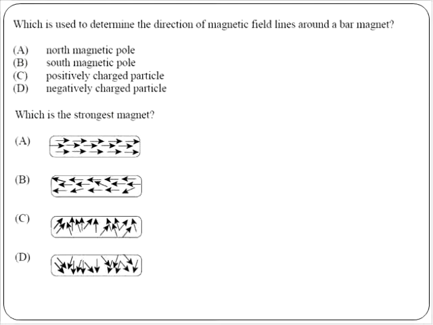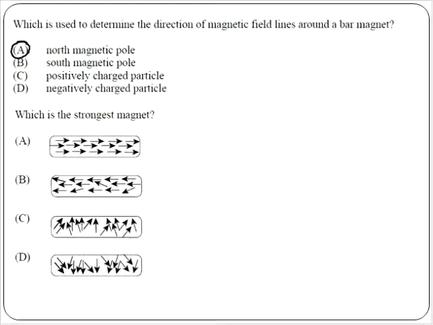Which is used to determine the direction of magnetic field lines around a bar magnet? Well, I just told you that a minute ago too. In order to get the field lines around a bar magnet, we use a compass. And more importantly, we use the direction that the north pole of the compass points. So it's a north magnetic pole that we use. The north end of the compass points in the direction of the field lines. That's what we use to determine the direction. We call that mapping the field. And a north pole of the compass is what we use to map a field.